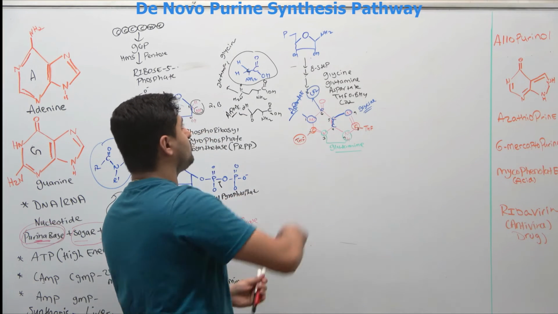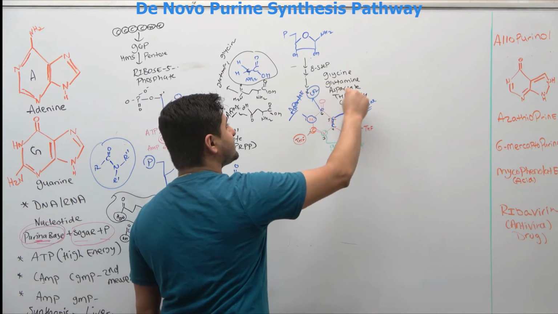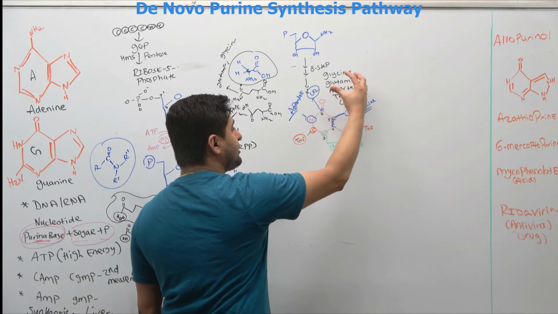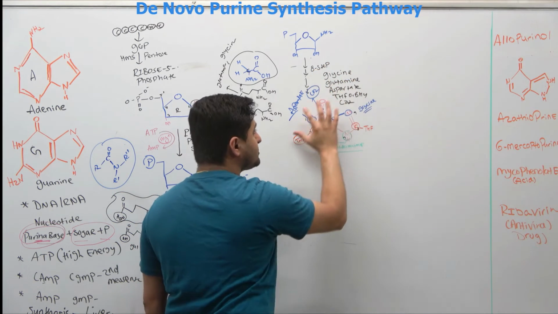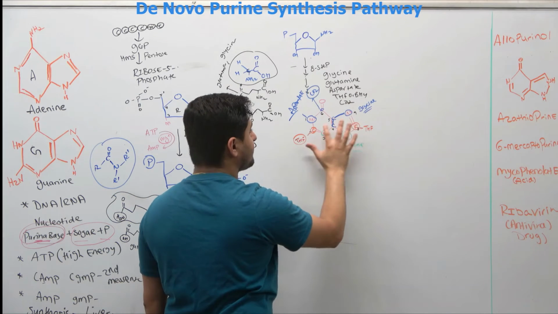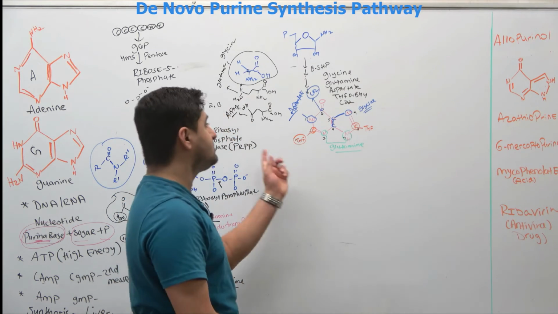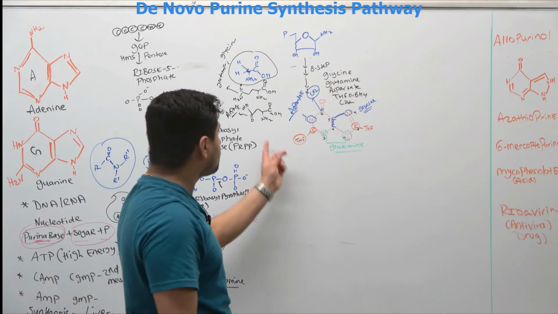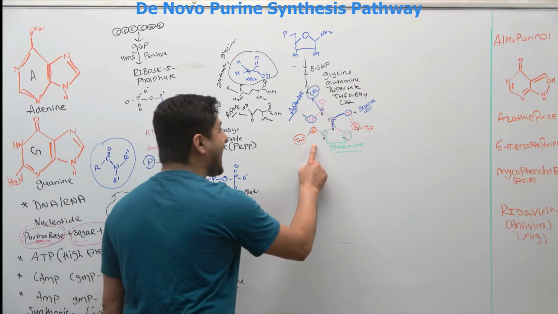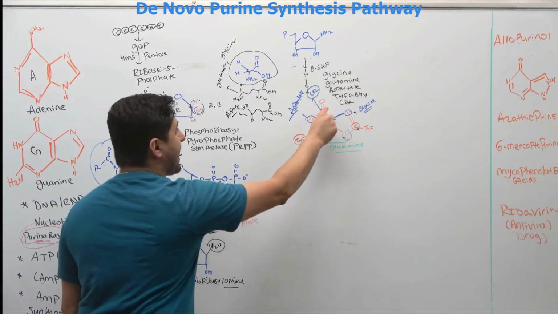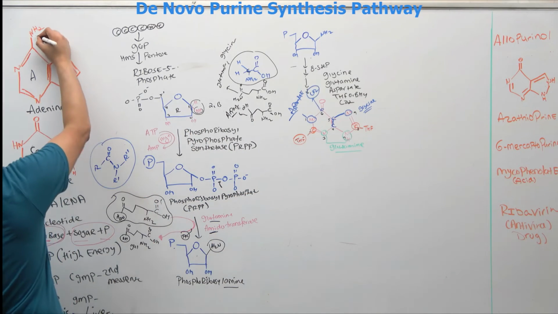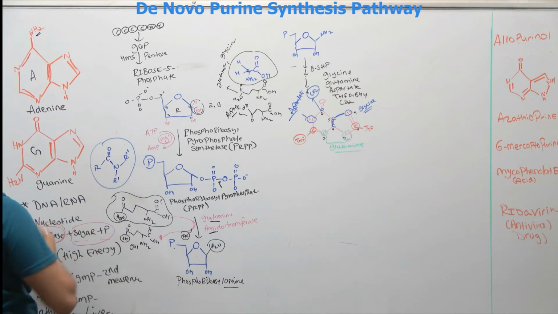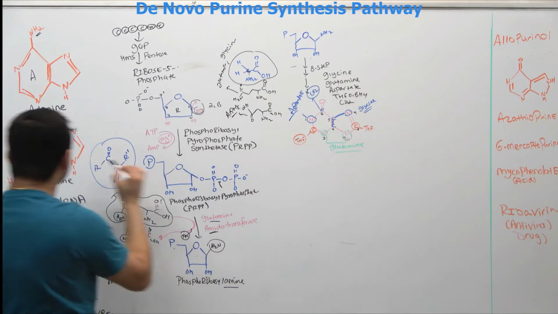With all this stuff, glycine, glutamine, aspartate, THF, BH4 and carbon dioxide, we synthesize this compound. But this compound is not an adenine, and it's not a guanine. Then what is this compound? Because in order to make an adenine, what do you need to have on this position? You need an amine group. There's no amine group there, correct?